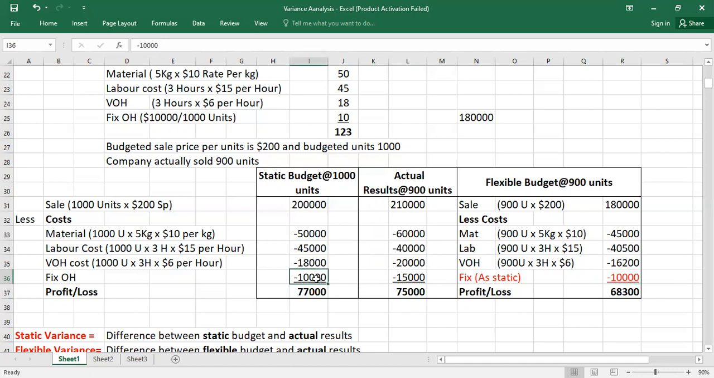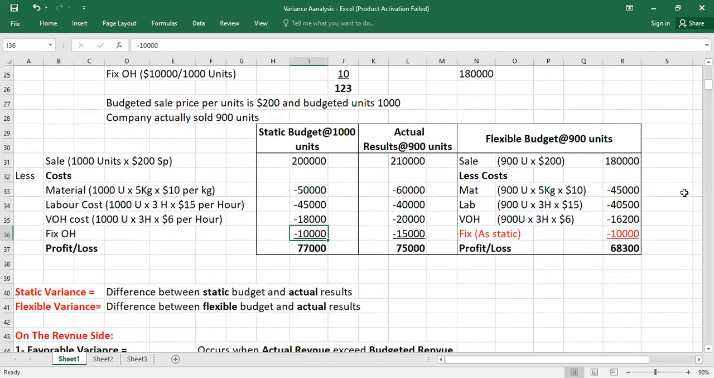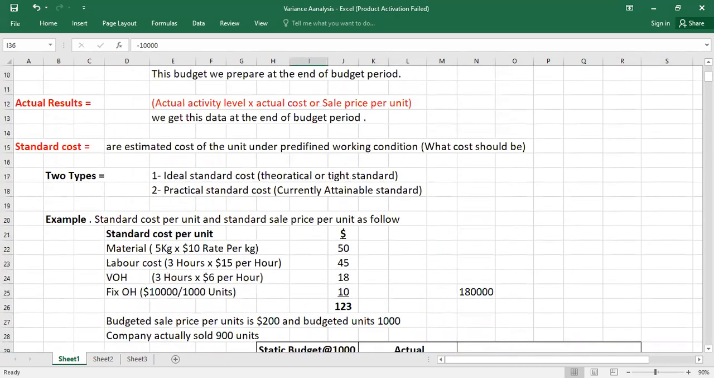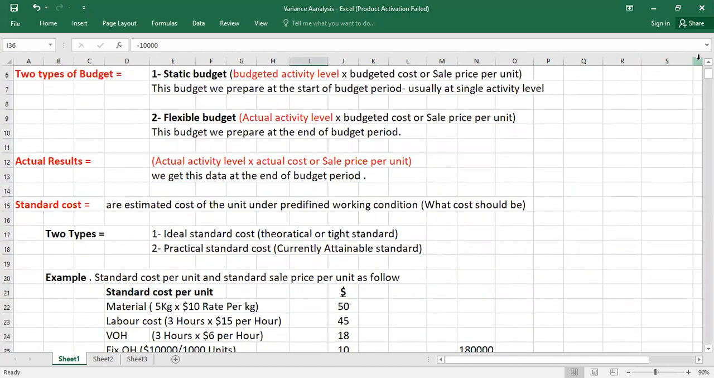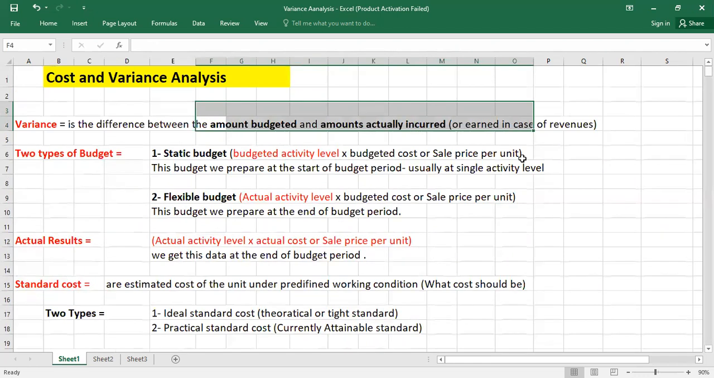Don't forget this point. Now we need to understand the definition. As I told you at the start, the variance is the difference between the amount budgeted and the amount actually incurred. So this is not the complete definition. Now I'm going to tell you the complete definition, because it depends on your exam. It depends upon which kind of variance the examiner is asking you to produce. So this is really important.